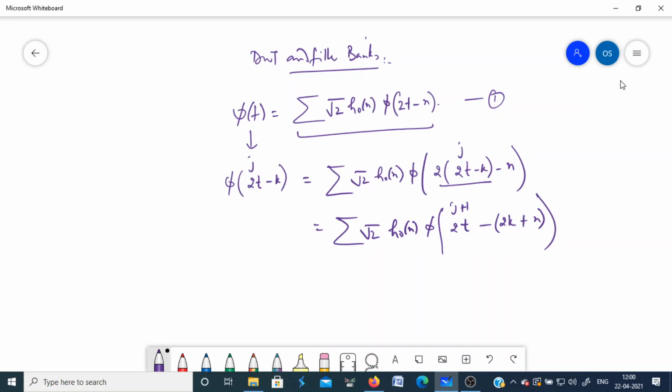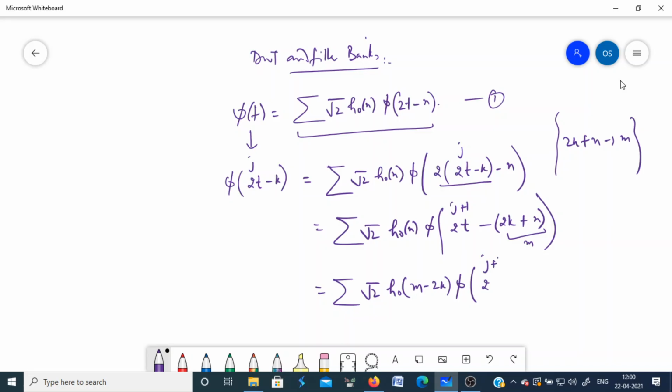If you replace this variable 2k plus n with n, you can write this equation as the summation of root 2 h0(m minus 2k) phi(2^(j+1) t minus m).